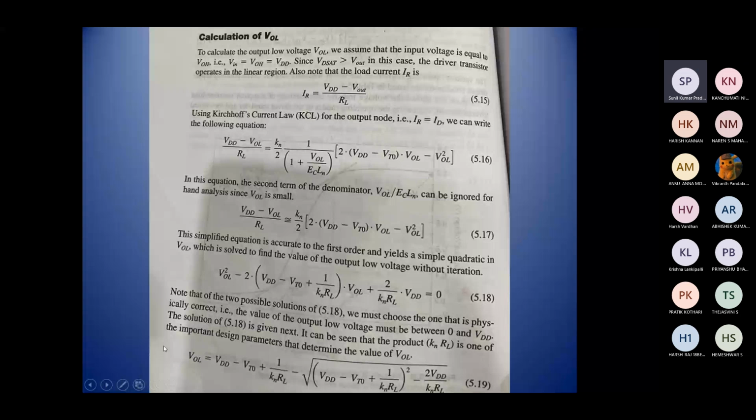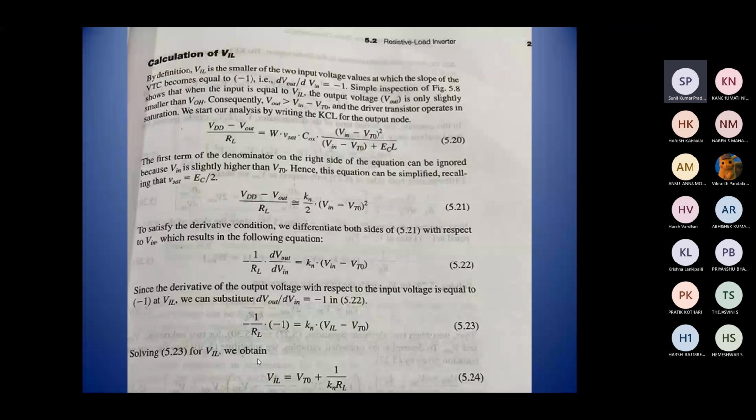Now let's calculate the input low voltage, VIL. If we calculate VIL, how can we determine it? This input low voltage is the smaller of the two input voltage values at which the slope of the voltage transfer curve becomes equal to -1. So dVout/dVin is equal to -1.